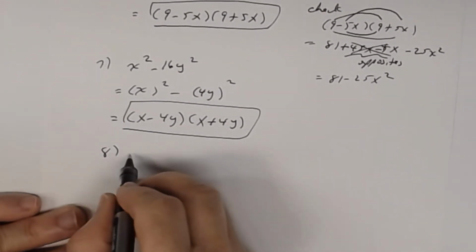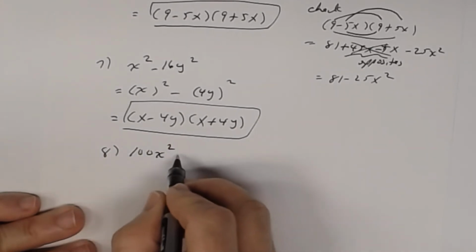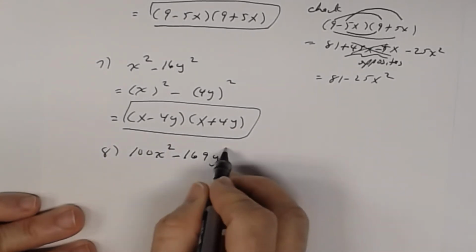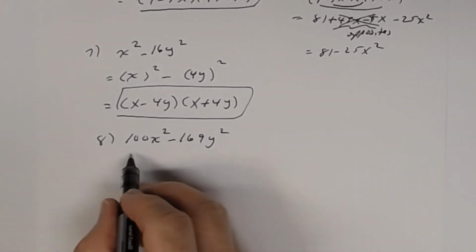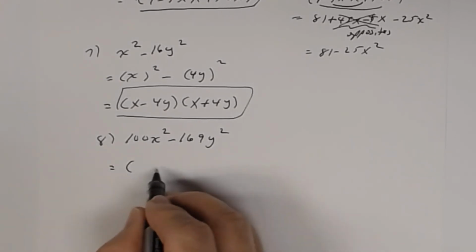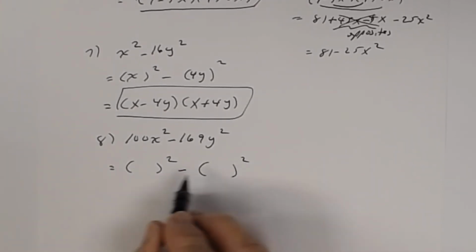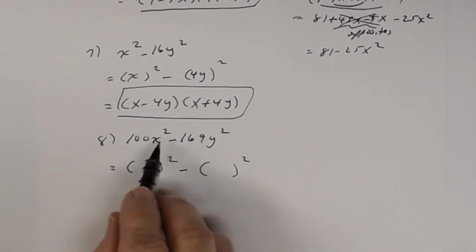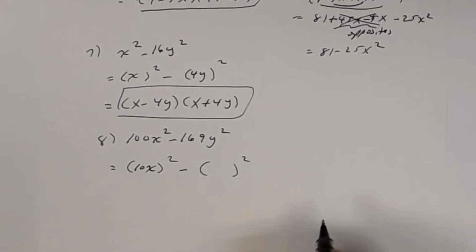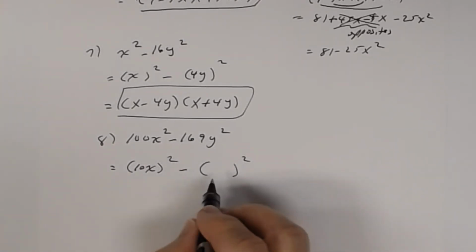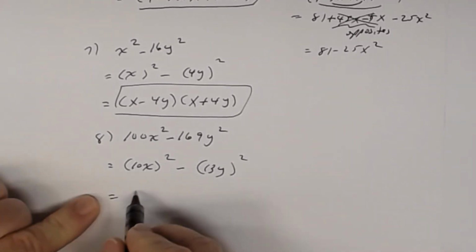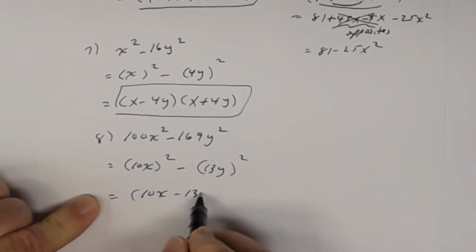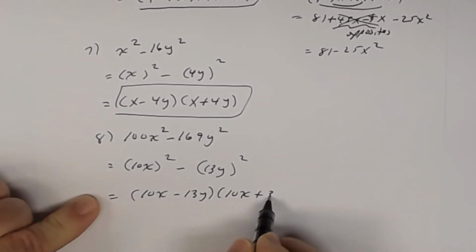Okay, number 8, we have 100x squared minus 169y squared. So the GCF is 1, and so this is the difference of two squares because you'll see that you will be able to fill these parentheses. So 100x squared, you all agree, is 10x times 10x, and then 169y squared is 13y times 13y. And so therefore this becomes 10x minus 13y times 10x plus 13y.